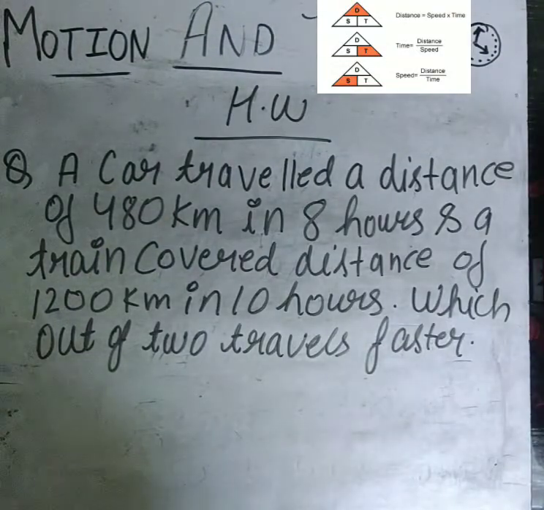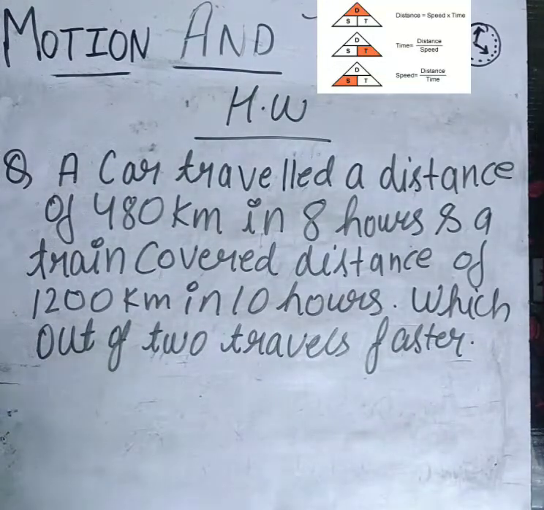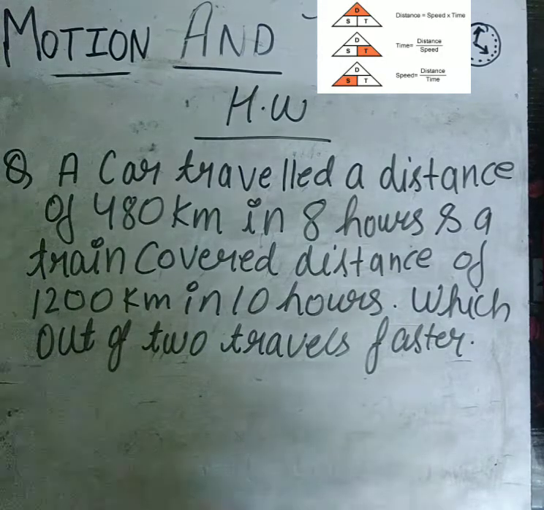So this is your homework question. It is a direct put-on method, but you have to tell which of these two will be traveling faster, whether the car will travel faster or the train will travel faster.